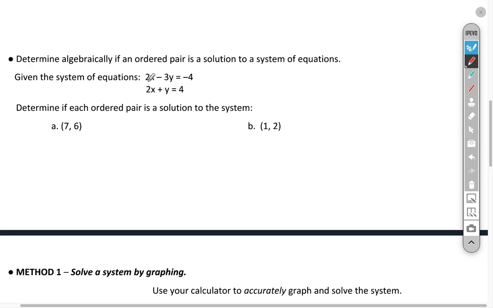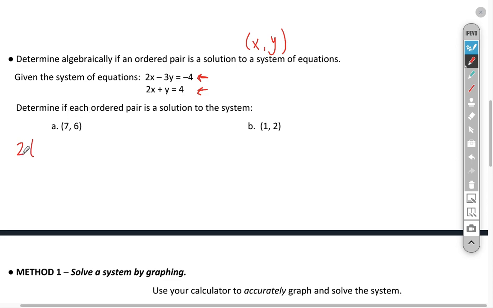It says to determine algebraically if an ordered pair is a solution to a system of equations. So now we're going to plug in these ordered pairs and see if they make both of these equations true. In order for A, this ordered pair, to be a solution, it would need to make both equations true. So let's see if it does. Remember, our ordered pairs are written as x, y. So this is x, this is y.